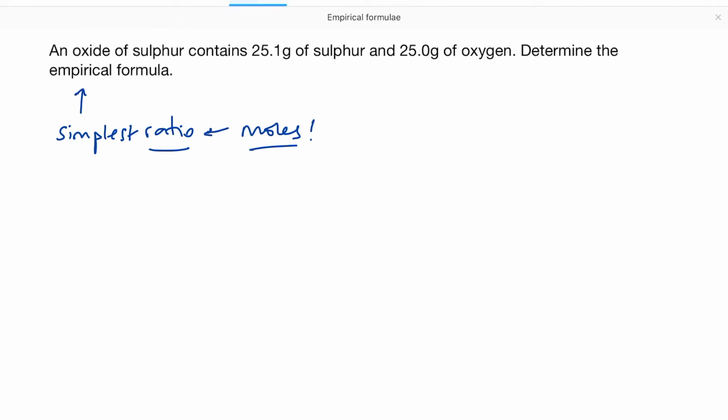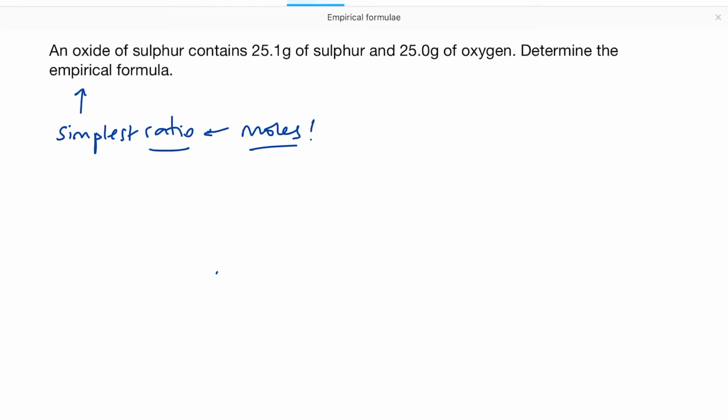A good example is ethane. It comes up in most of the textbooks. So ethane, we know, has the formula C2H6. That would be its molecular formula. It's the actual number of atoms of carbon and hydrogen in the molecule. But obviously the simplest ratio would be CH3. And this is what we tend to find when we are determining the formula from combustion or analytical data.